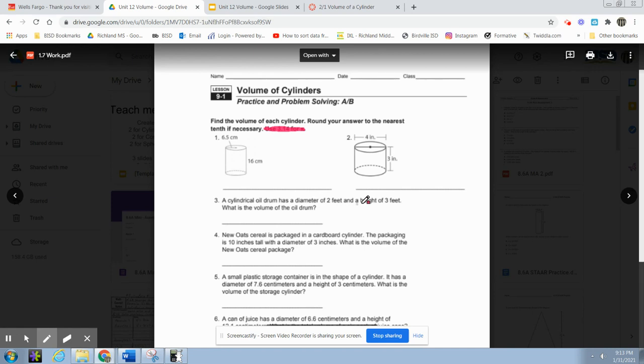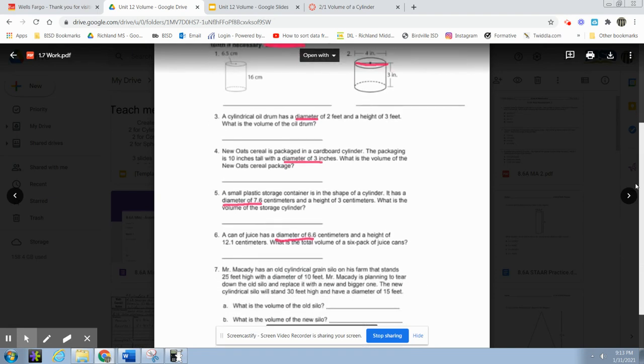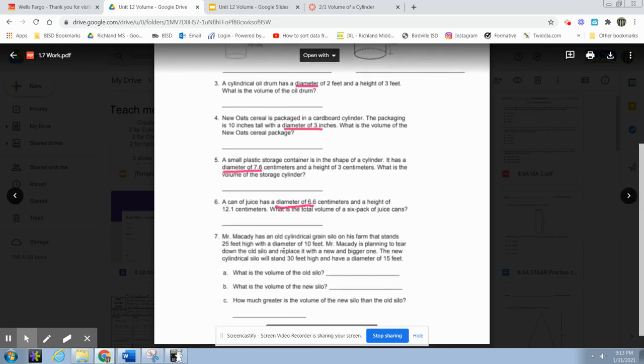You'll need to draw it out, or you have the diameter, so you need to divide it by 2. Here you have the diameter as well. It's going all the way across. Another diameter, and another diameter, and another diameter. Boy, they love the diameters on here. So be sure you divide your diameter by 2.